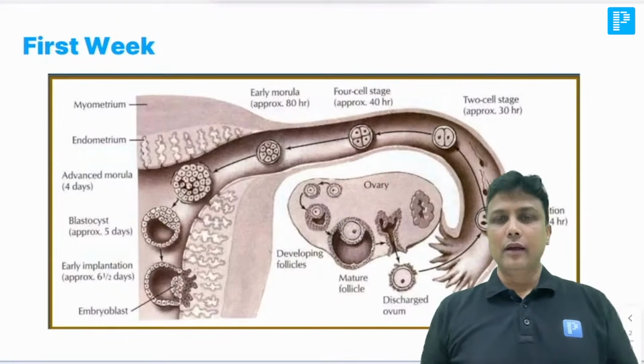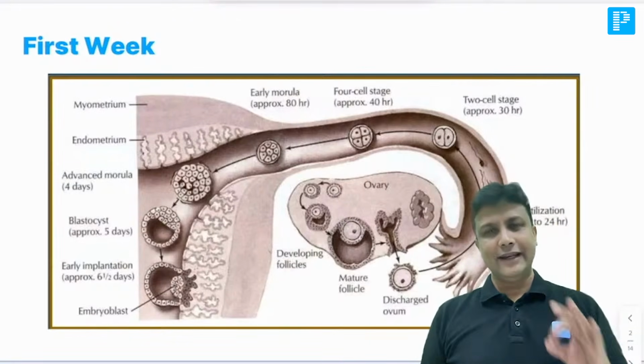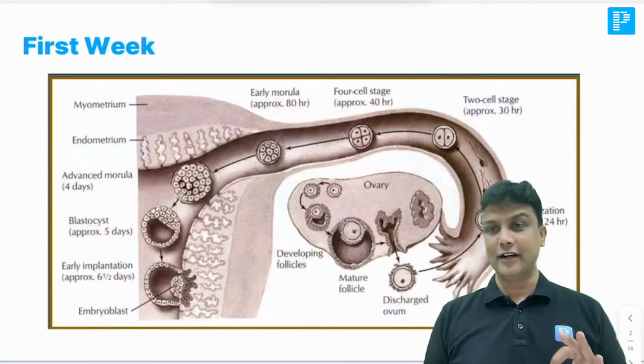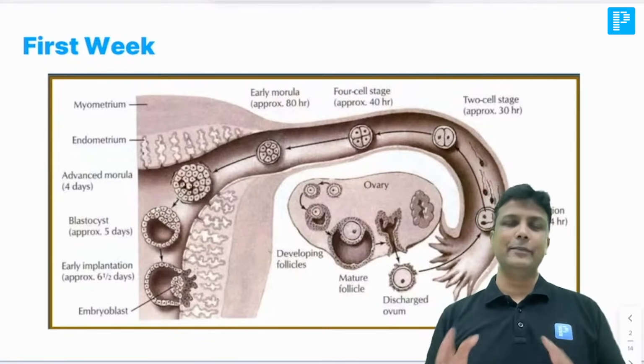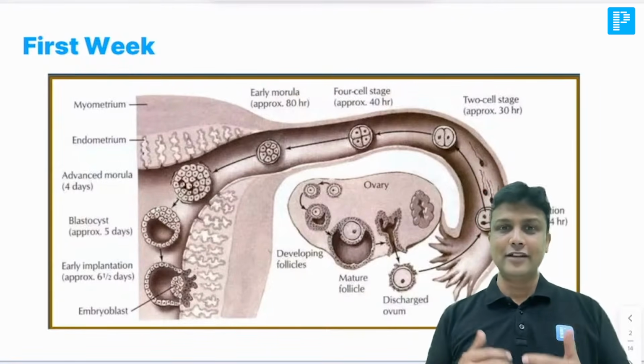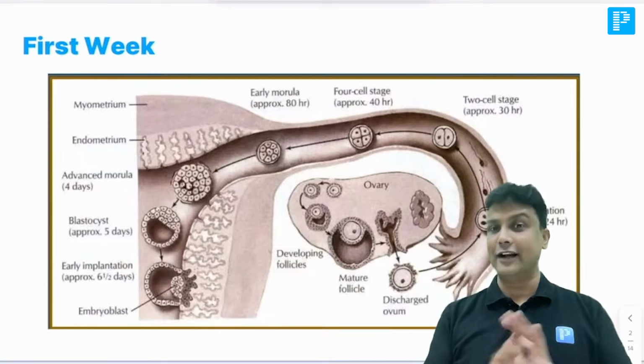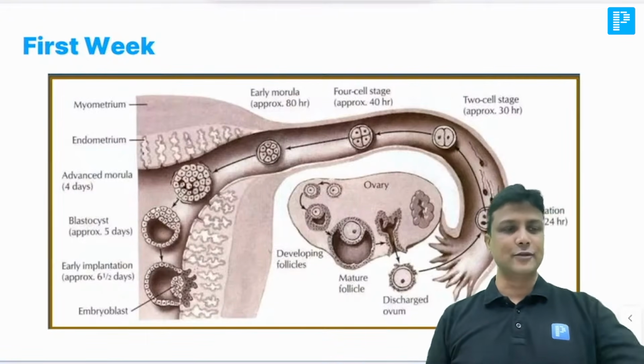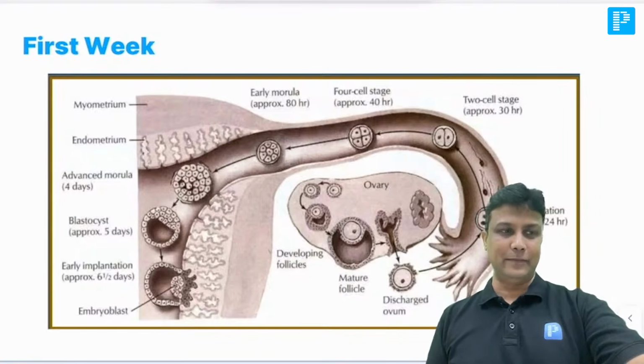Whenever we start any week, whether it is the first, second or third week, the first thing is you should understand and remember what exactly is happening in that week, what the events taking place in that week are. You should have that clarity first of all. So before I tell you, can anyone tell me what is going to happen in the first week of development? Yes, my dear doctors, can you please tell me what is going to happen during the first week of development?